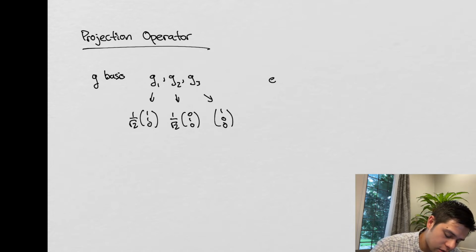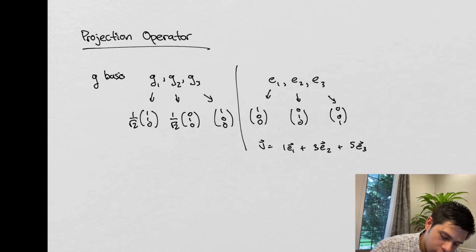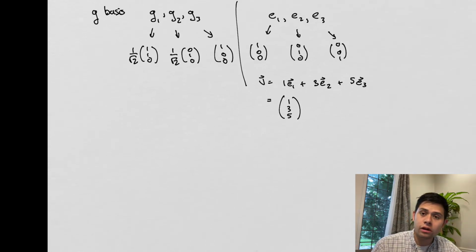Suppose we had another basis, or we had a vector living in some basis that had our E1, E2, and E3, and this is our typical 1, 0, 0, 0, 1, 0, and 0, 0, 1. And we have a vector living in this basis, which is going to be, let's say, 1E1 plus 3E2 plus 5E3. This can also be written as 1, 3, 5 in this form. This is all we're going to deal with, right? Two bases and a vector. We want to know what that vector looks like in the other basis.